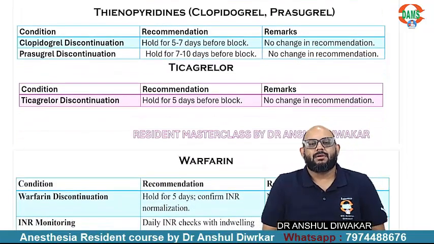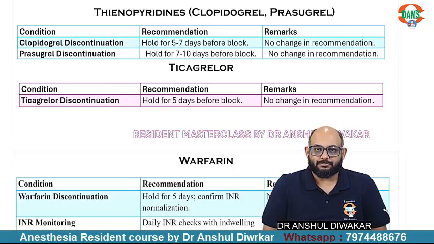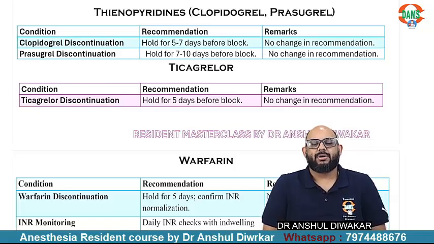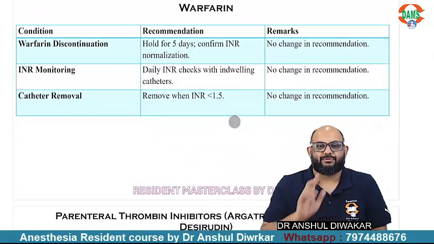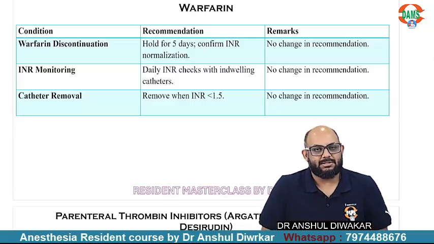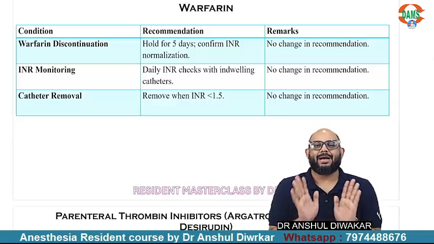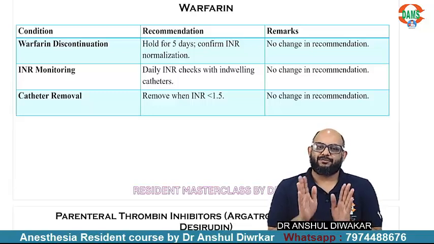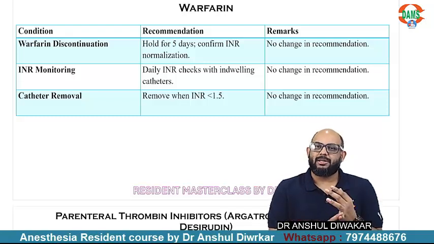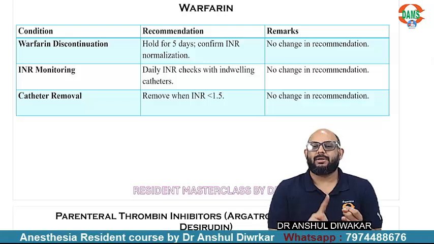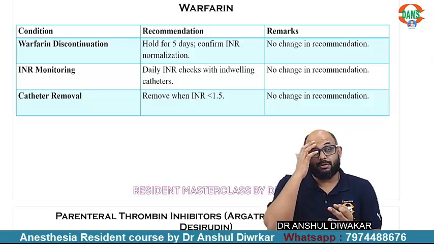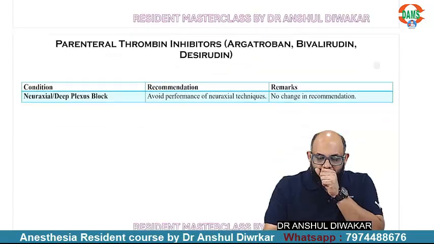Then you have thienopyridines, that is clopidogrel, prasugrel. So clopidogrel 5 to 7 days, prasugrel is a longer acting 7 to 10 days. Ticagrelor, which is also a GP2B3A inhibitor, is stopped for 5 days. Warf. Now warf is a vitamin K antagonist, and we know the standard of warf is INR. So you hold for 5 days, confirm INR normalization, it has to be less than 1.5 for everything. Discontinue 5 days, INR normalization, INR monitoring daily with indwelling catheters, and catheter removal only when INR is less than 1.5.